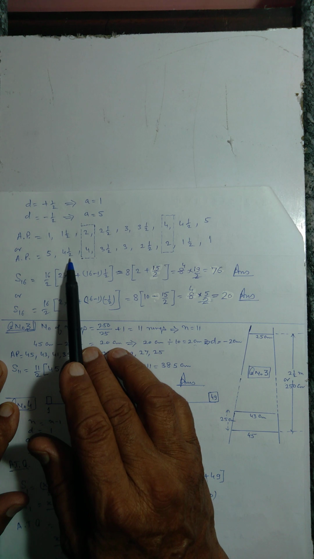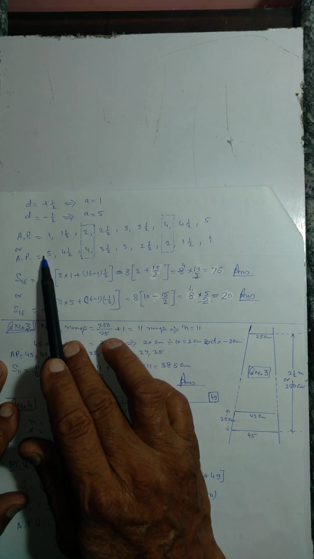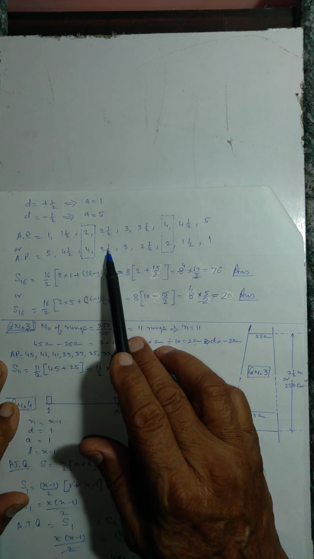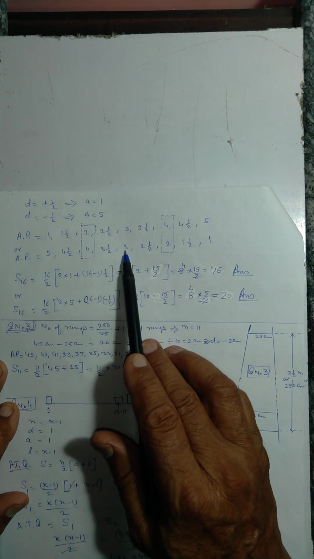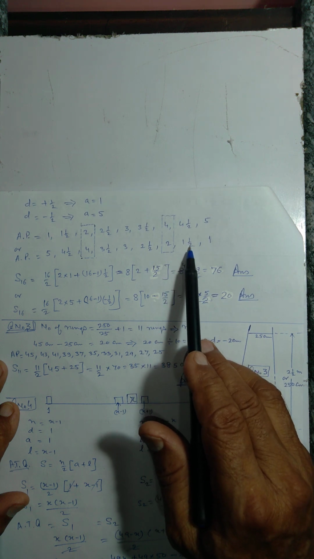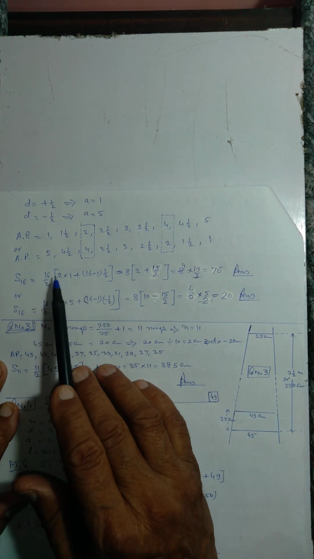4 and 1 by 2 means 1 by 2 I have subtracted from 5. Again, it will become 4. 3 and 1 by 2, 3. 2 and 1 by 2, 2 and 1 and 1 by 2 and 1.